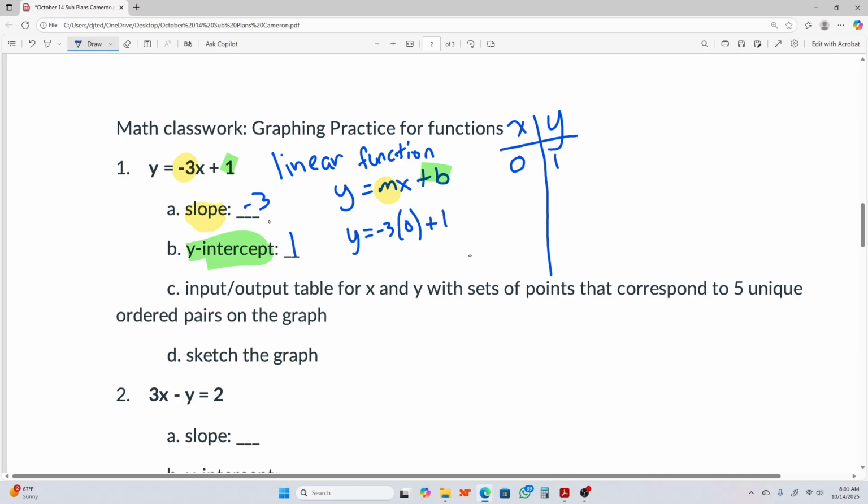And then since our slope is negative 3, that means that every time our x goes up by 1, our y is going to go down 3. So we can try 1, 2 ahead on the graph here. We have where our y-intercept is at 1.